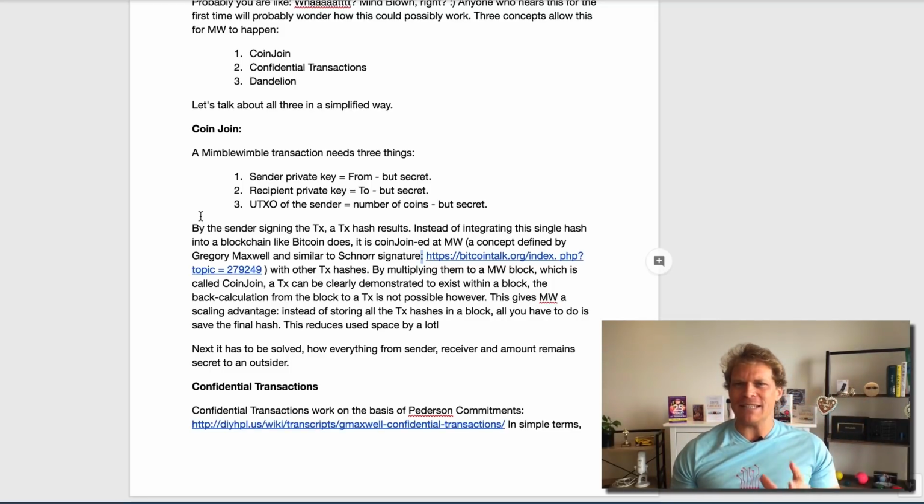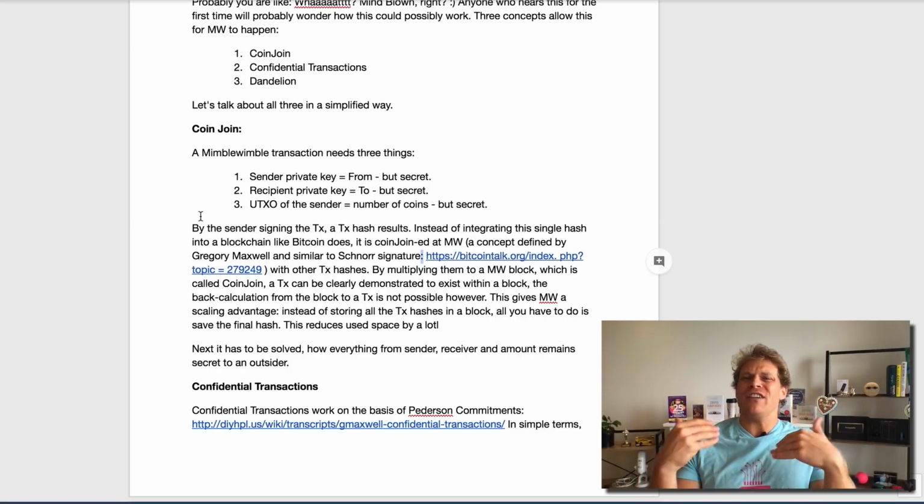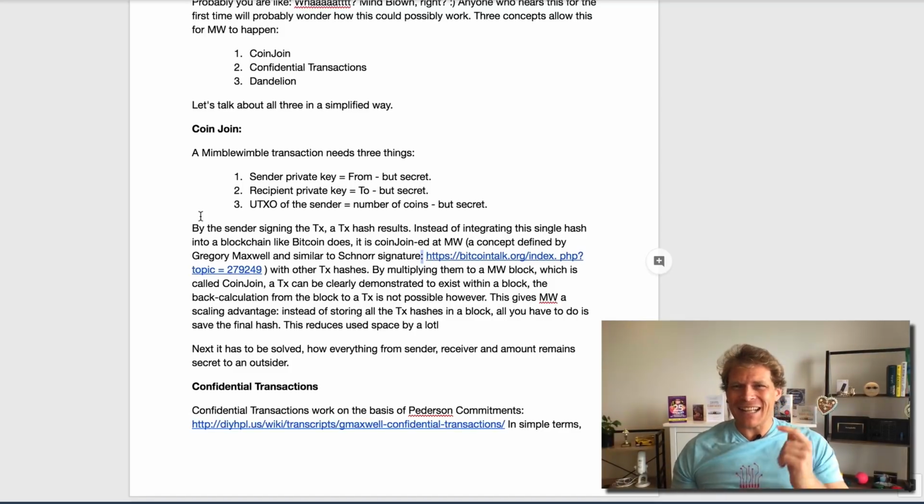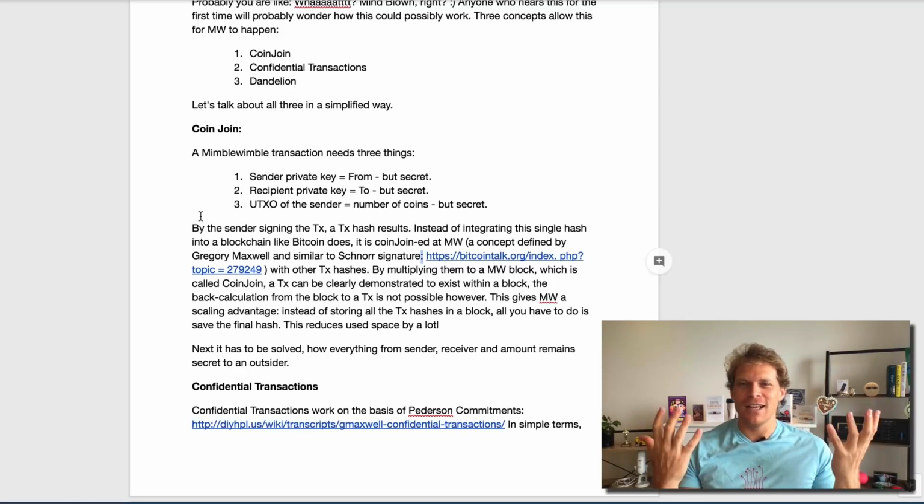Now, what this means is that Mimblewimble allows basically to mix transactions. And it makes it impossible for an outsider to see the details of an individual transaction because they all get added on top of each other. The second thing is, it's a complete improvement on size. You don't need to store everything. You multiply them on top of each other and you only need one hash for the entire block. And this is a humongous advantage, especially size-wise.